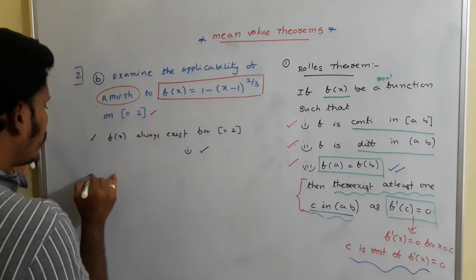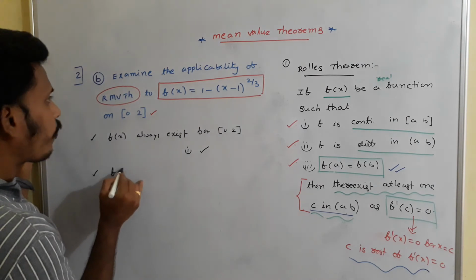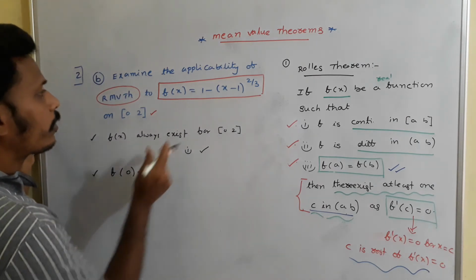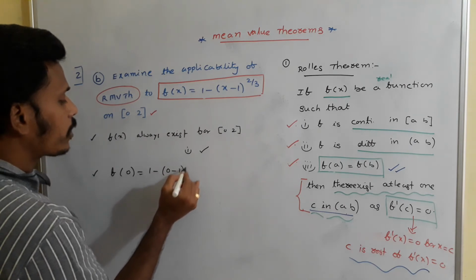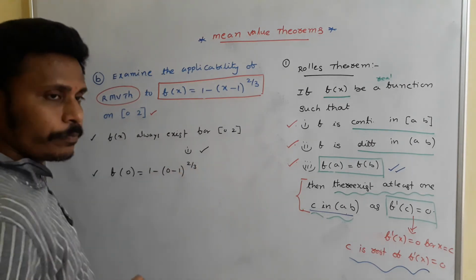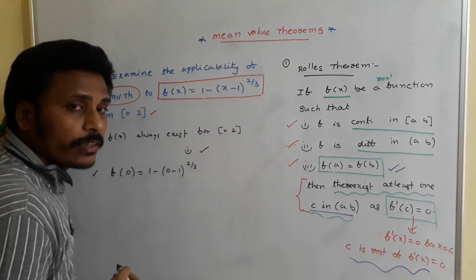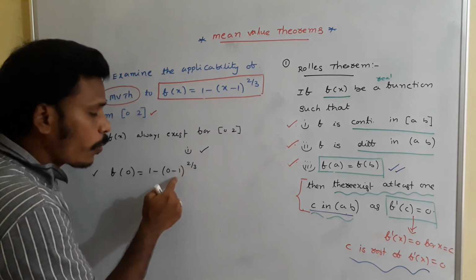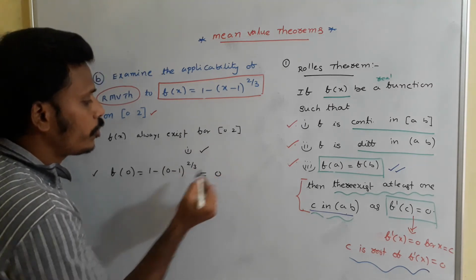I will check the third condition first. f of a is equal to f of b. I will calculate f of 0. f of 0 is 1 minus (0 minus 1) power 2 by 3. So what is its value? Minus 1 power 2 by 3: first you apply the square and then power 1 by 3. So its value is 1. 1 minus 1 is 0.